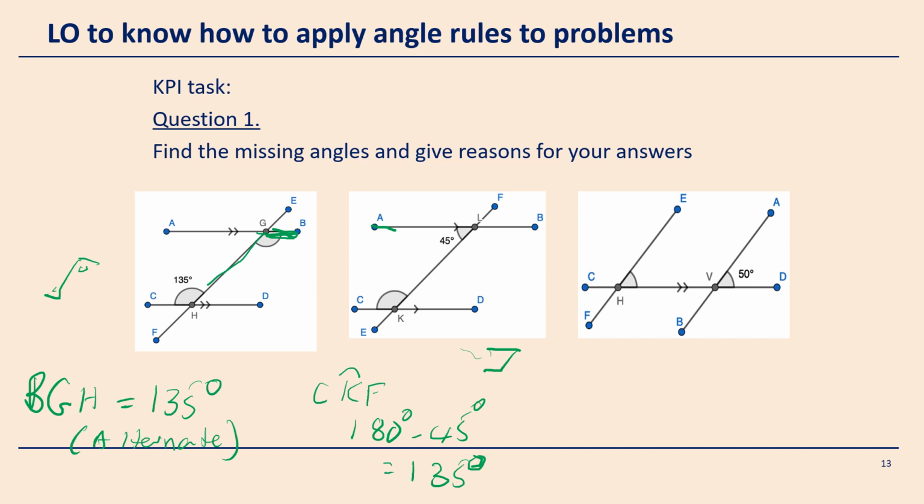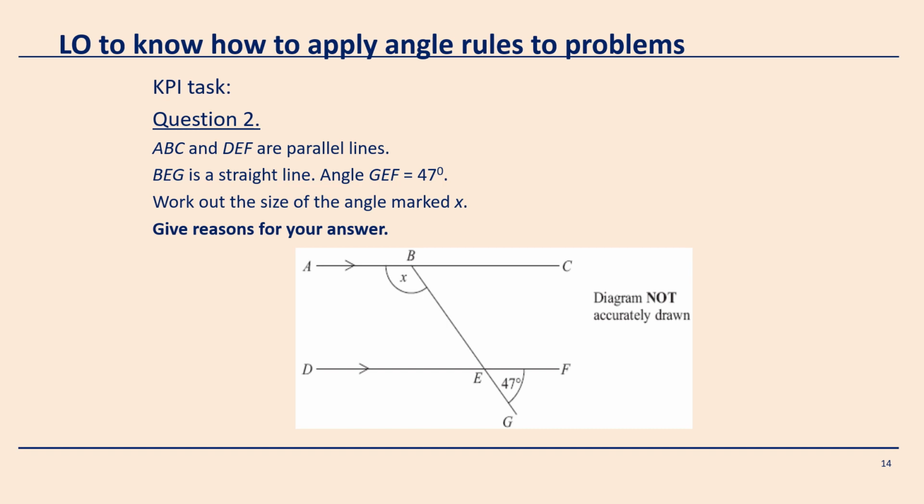Okay, and there's two angles. You can actually see that they're equal to each other. So EHV equals 50 degrees, and they're in like an F shape on its back, so they're corresponding. Okay, right, have a go at this question. Pause the video.